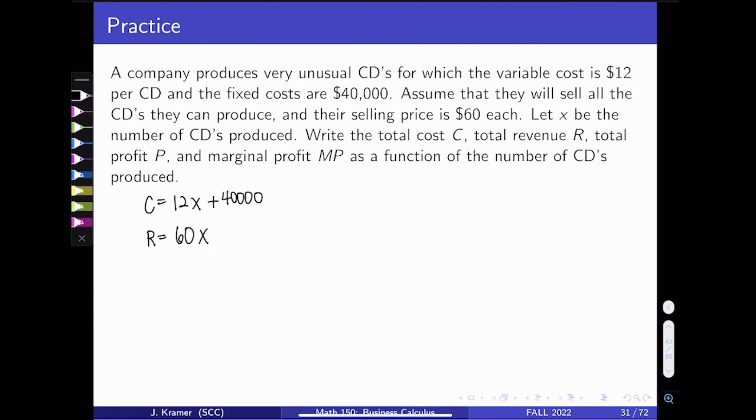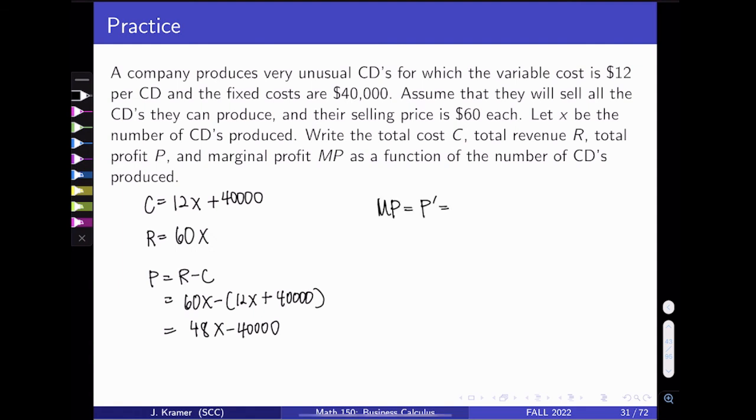Your profit is going to be your revenue minus cost. So that's 60X minus 12X plus 40,000. It should make sense that our profit will be negative our fixed cost when we produce nothing, because we're not making that money, we're paying that money just initially to get our business off the ground. Finally, our marginal profit is going to be the derivative of our profit function, which is 48, if we use the constant multiple rule and the power rule.